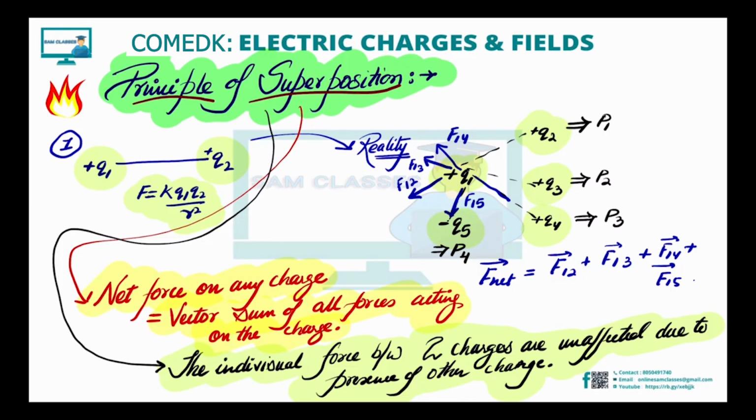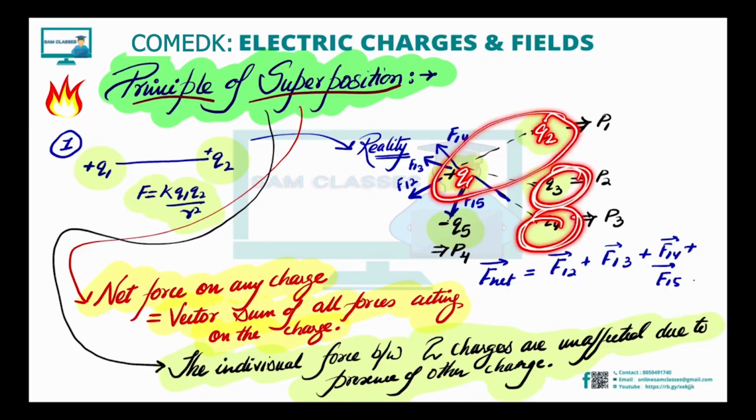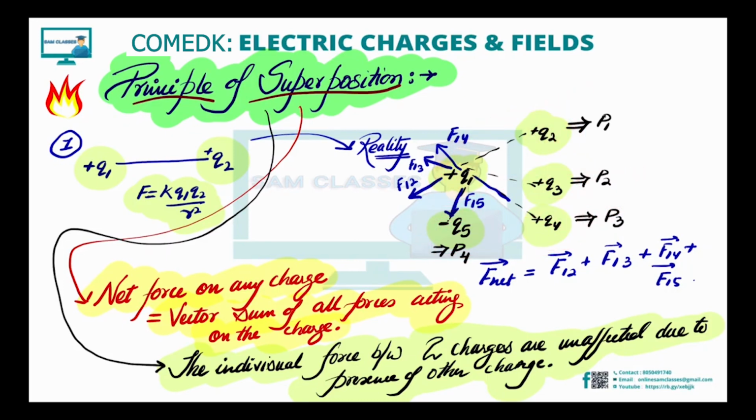And the second part, what we got from the principle of superposition, is that the individual force between two charges, let's say I'm finding the force between Q1 and Q2, doesn't get hampered by any other charge like Q3, Q4. The presence of these charges doesn't hamper the force between these two. So we learned two points here. First, the net force is nothing but the algebraic sum of all the forces.